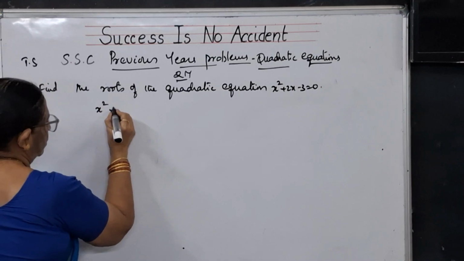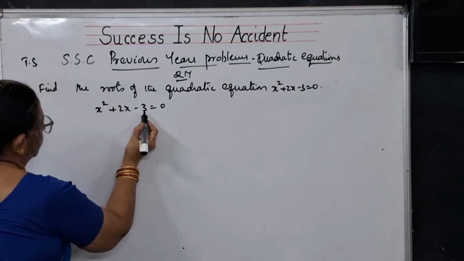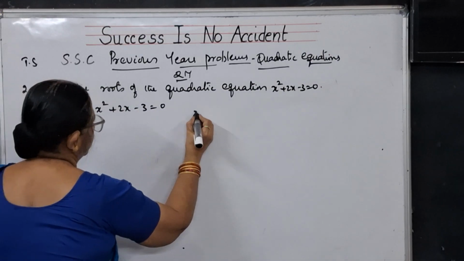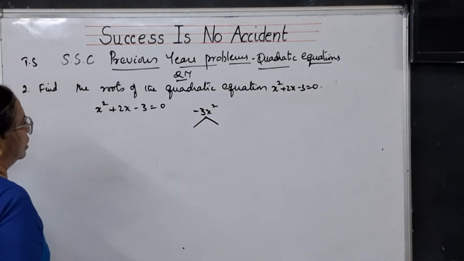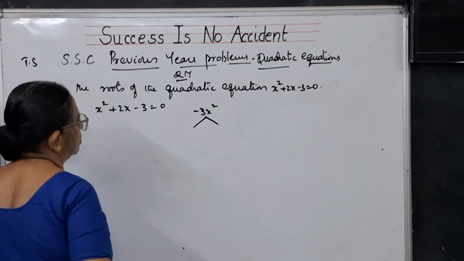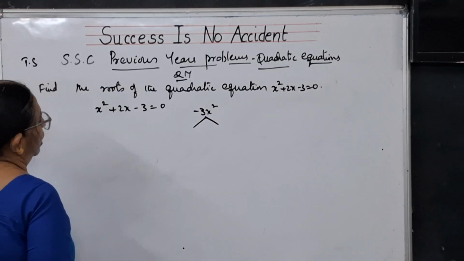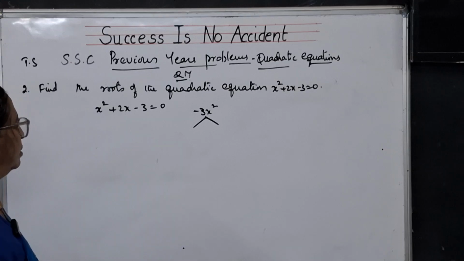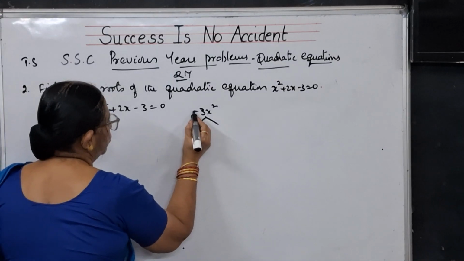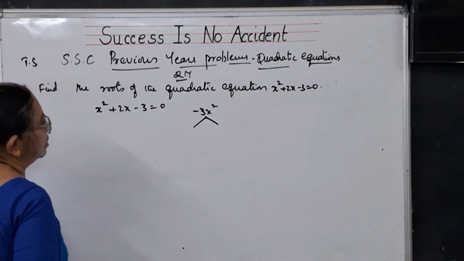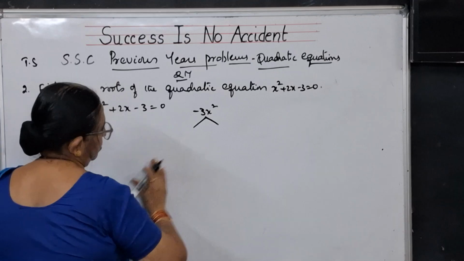So x square plus 2x minus 3 is equal to 0. So minus 3 into x square, minus 3x square. You have to find its factors in such a way that when you add you should get plus 2, and when you multiply you should get minus 3. So when you multiply two numbers you should get minus, means what, children? Definitely one should be plus and one should be minus.